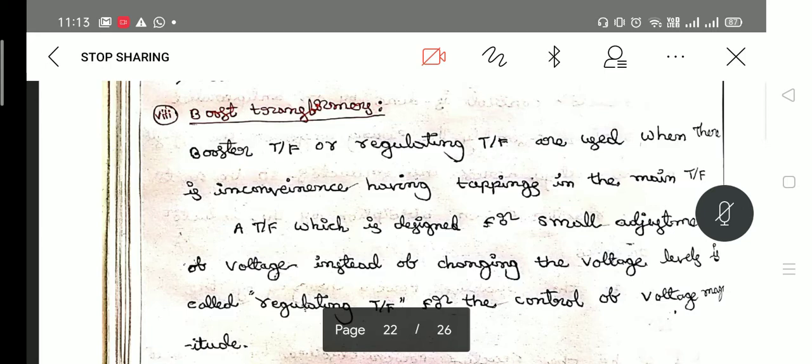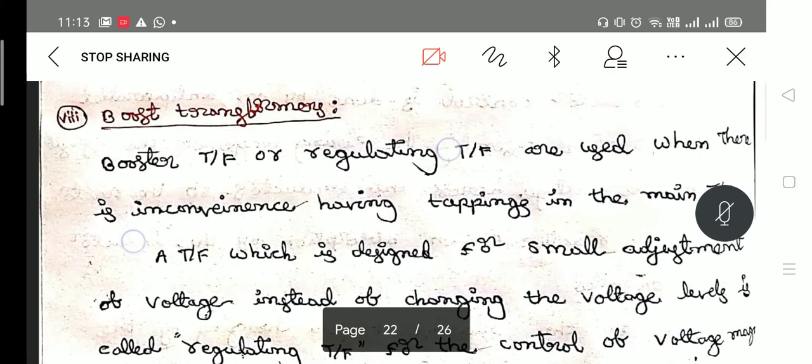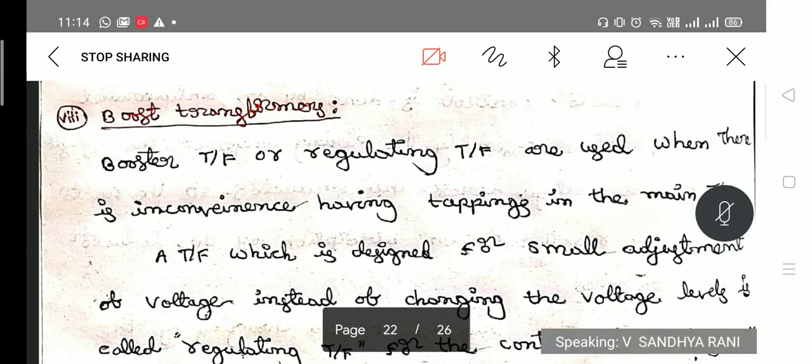Next one is boost transformer. Last one in methods of voltage control is boost transformers. In this, the boost transformer regulates the transformer voltage by using the tap changing. By using this boost transformer we can control small adjustments of voltage. Any small adjustment is there, no? In those cases we are using the boost transformers.